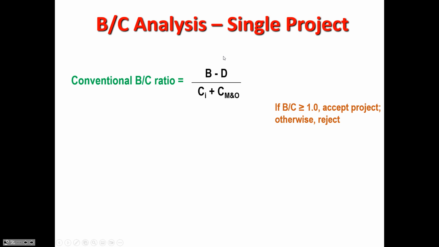there's all sorts of benefit for flood protection on the wider scale. There's plenty of projects that are beneficial. So this is the conventional. There's also what's known as a modified B/C ratio. The only difference there is that the costs of maintenance and operation are put into the numerator and subtracted from the benefits. But the same criteria applies, that the ratio should be greater than 1.